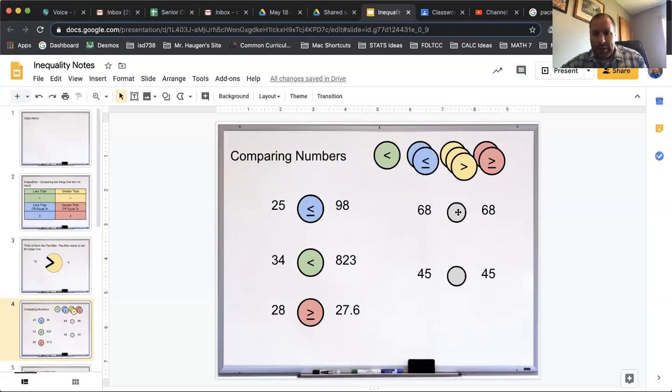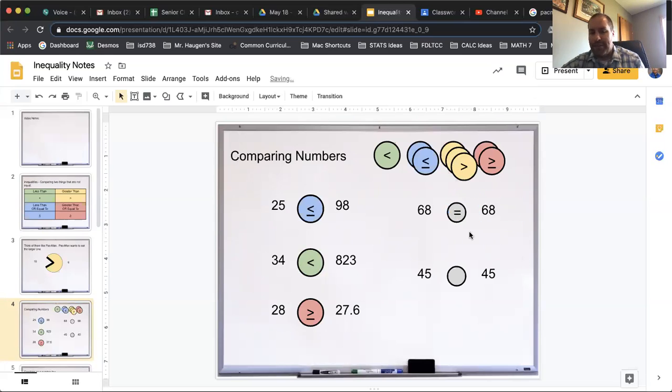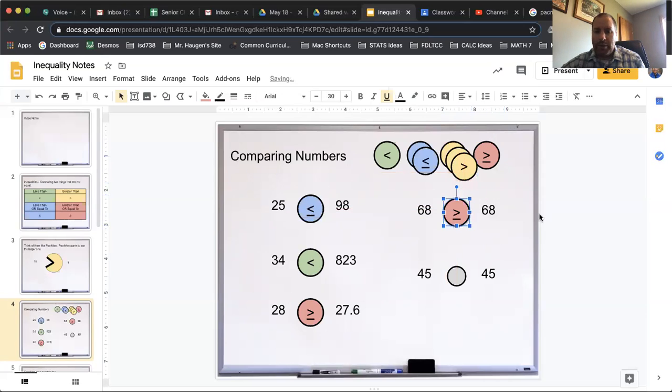And now on these ones, 68 is actually equal to 68, so I could put an equal sign in there. That would be okay to do. But if I want to use an inequality, I can't use the green or the yellow ones. It would be possible, though. I could put this red one here. That would be okay because it says it's or equal to. That's what that bottom line means. So I could do that.